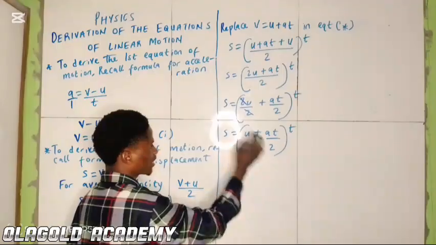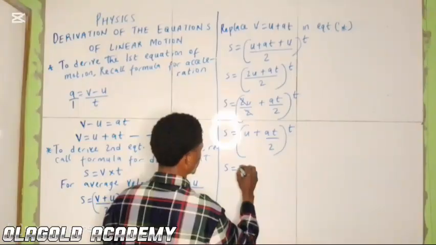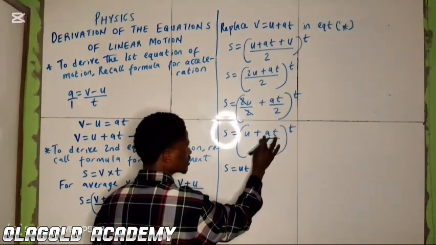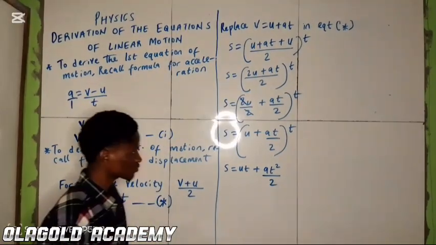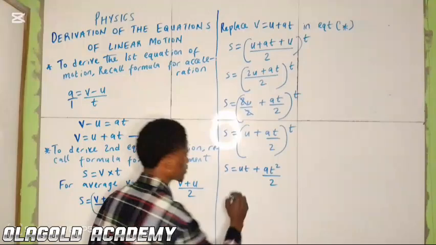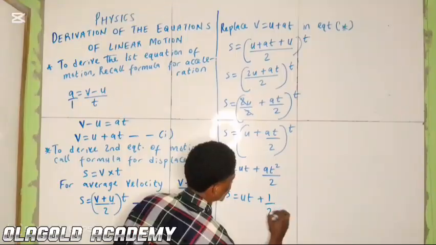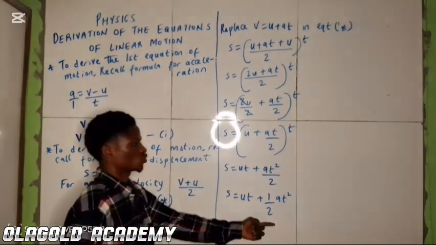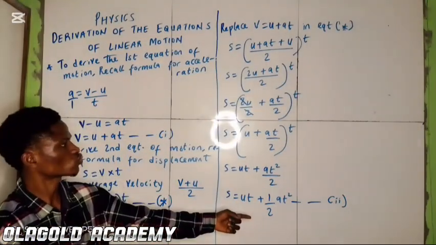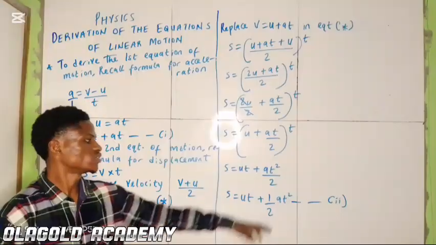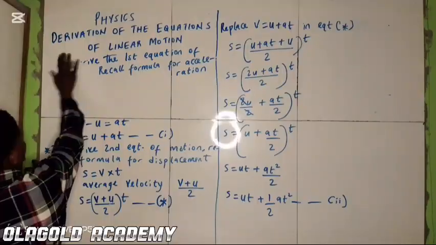What next? Open the bracket. So I'm going to have S equals U times T gives us what there? UT plus AT times T gives us AT squared over 2. Now, I can rewrite this as S equals UT plus half AT squared. So this one becomes my equation 2. Now the next thing is to derive my equation 3.